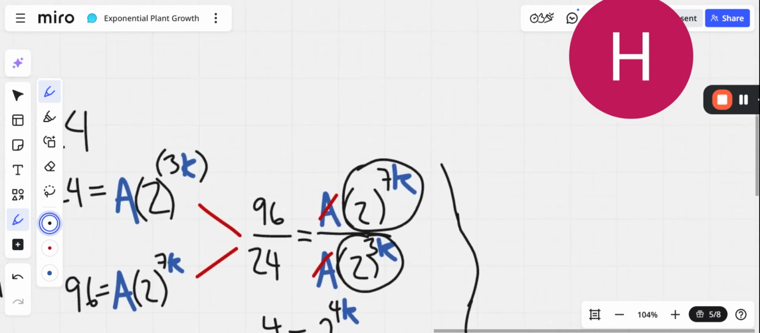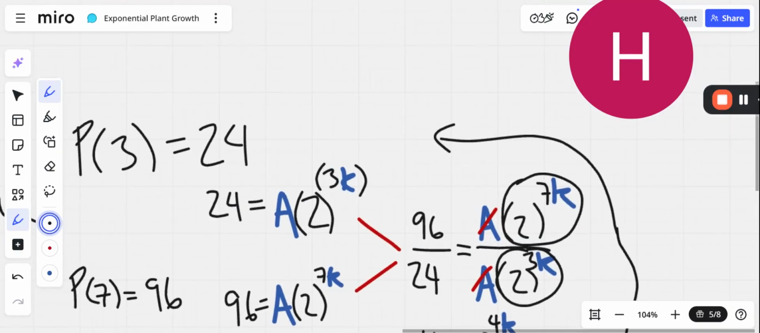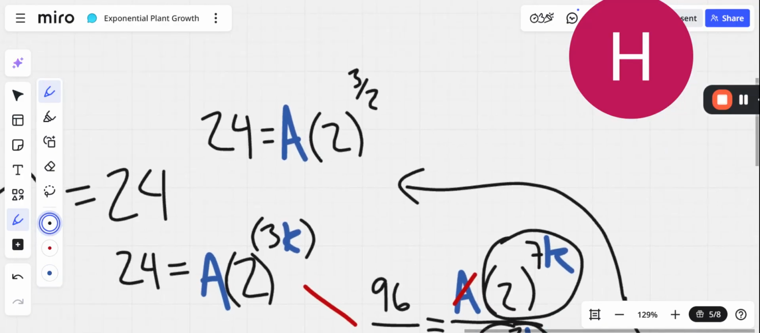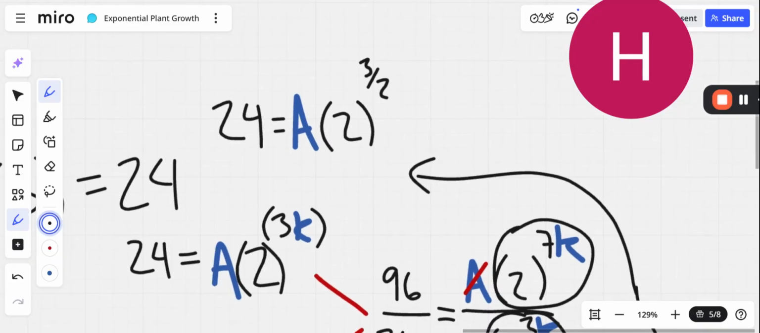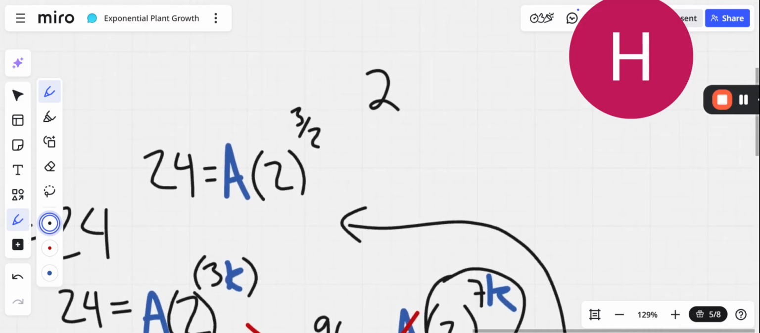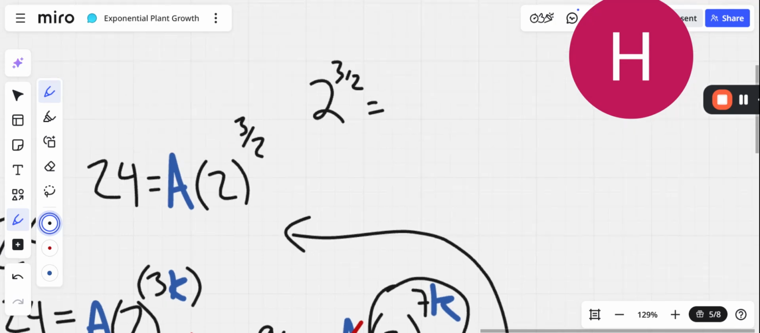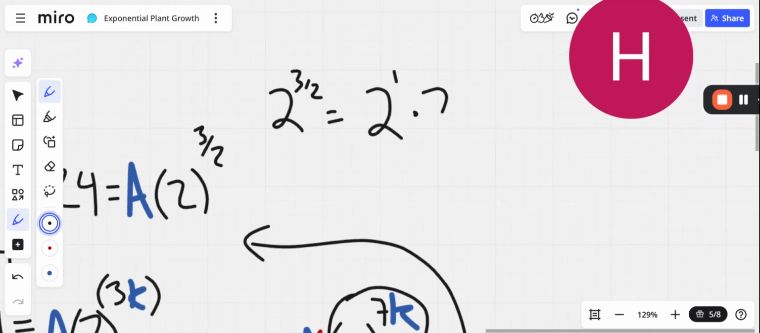We can go all the way back here to using our initial information. Yes, right here, 24 equals a, which we still don't know, times 2 to the 3k. Well, that's going to be 3 times 1/2. All right. What is 2 to the 3/2? Well, we don't really know, do we? 2 to the 3/2 is technically 2 to the 1 times 2 to the 1/2. If you think about it, you can add exponents when you multiply these. So that's 2 root 2.